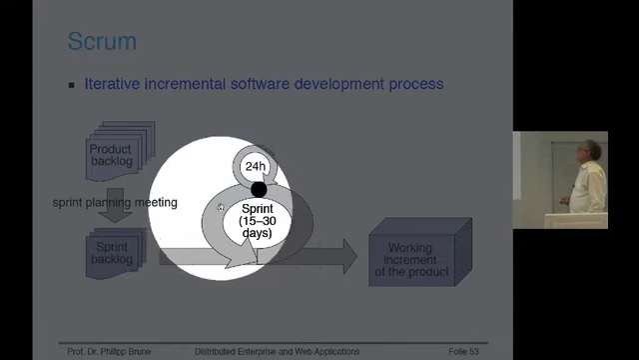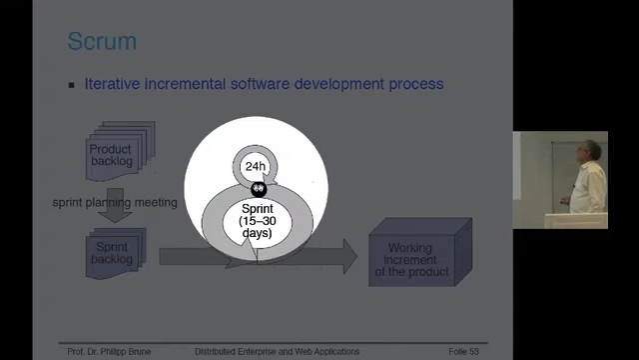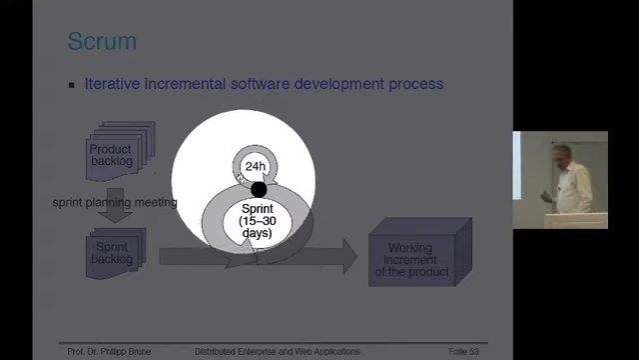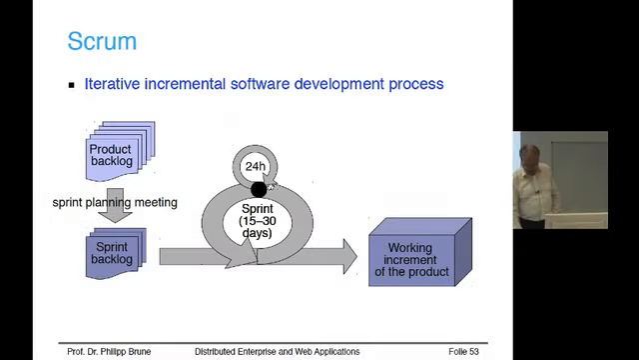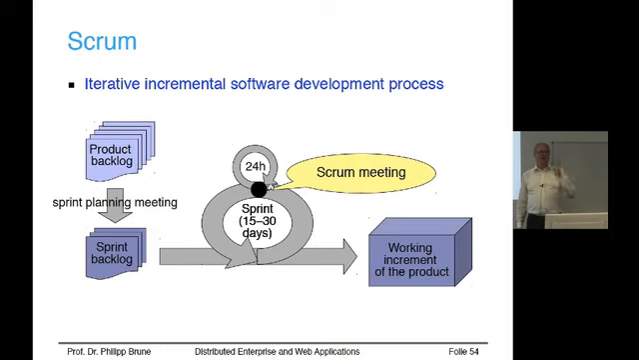And then, of course, there's a second iteration, the daily iteration. Every 24 hours in the original idea, it could be less, it could be more, of course, but in the original idea, you have the Scrum meeting. The Scrum meeting is sort of a daily checkpoint where the team checks what the progress was and what the impediments are for the next day or for the future.